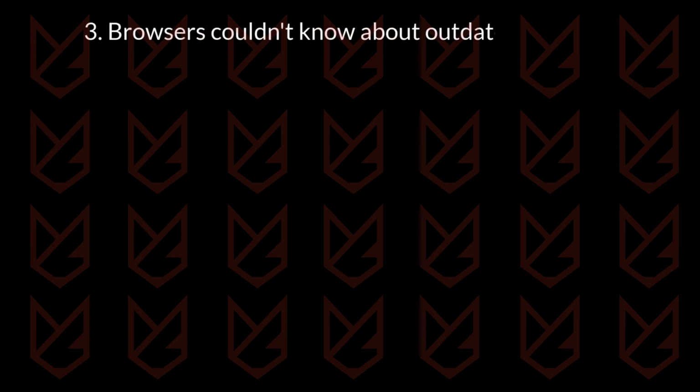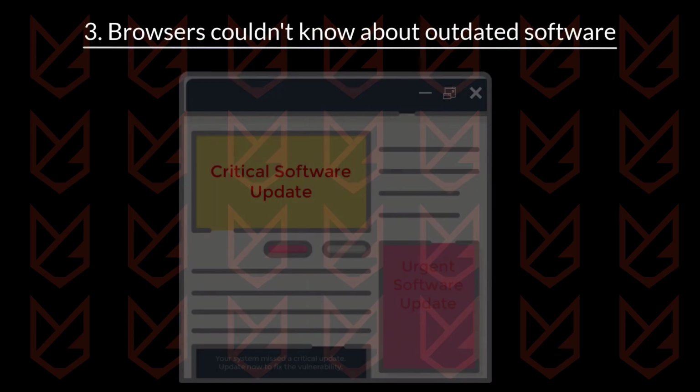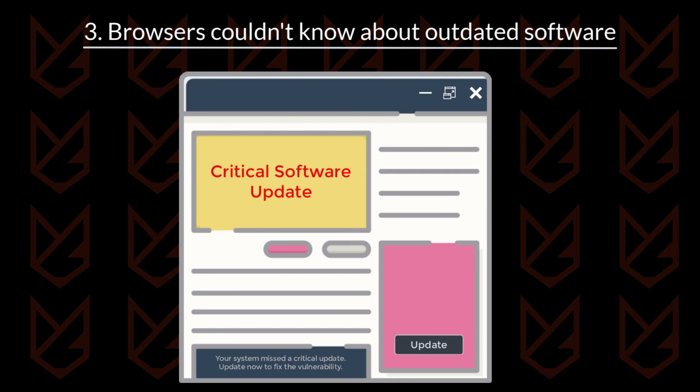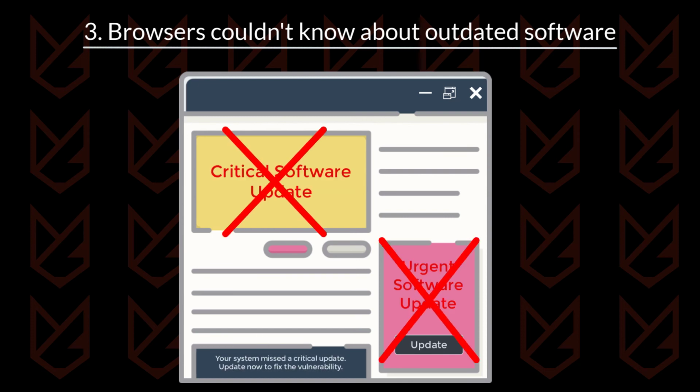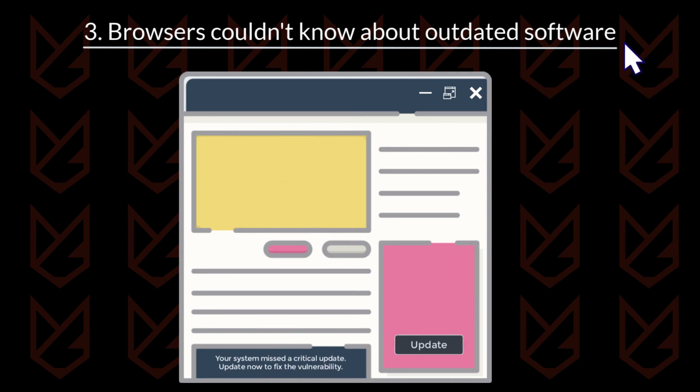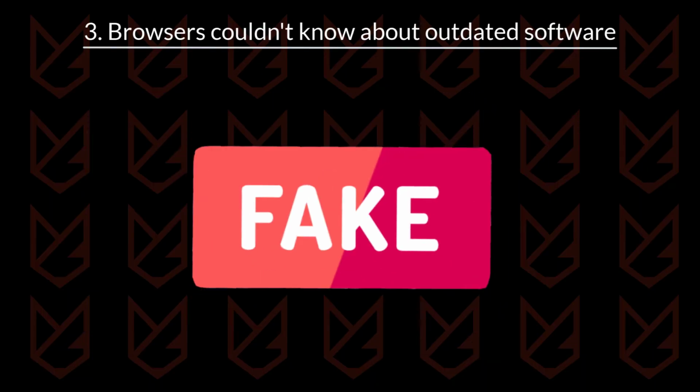Browsers can't know about outdated software. If you see an update notification while browsing the internet, don't trust it. Your browser can't know if there is outdated software. To make sure if your browser is displaying the warning, you can close the browser, and if the notification disappears, it is the fake one.